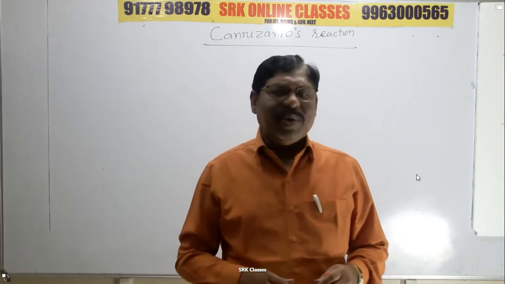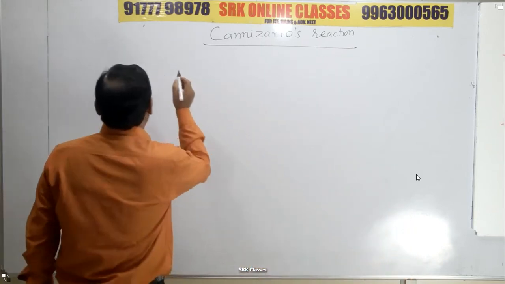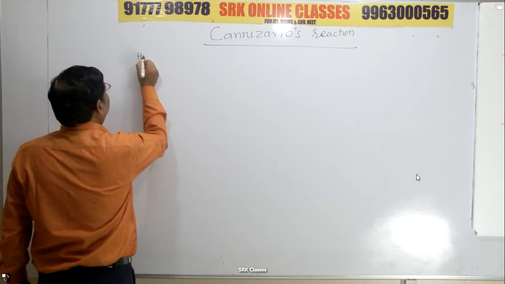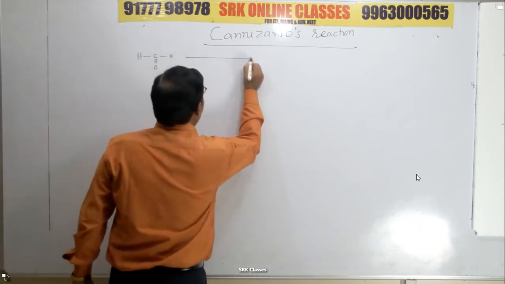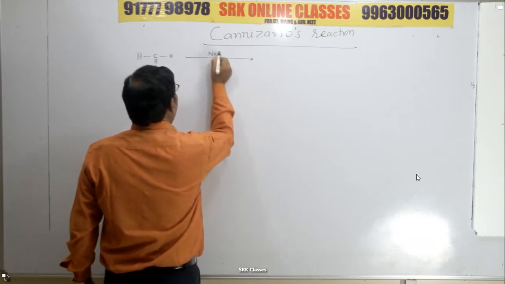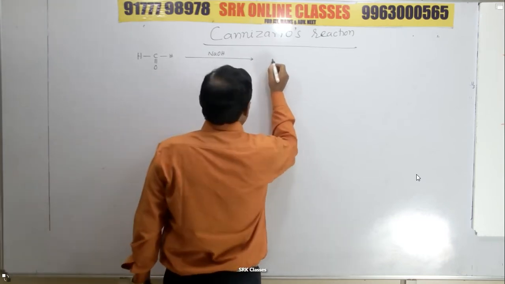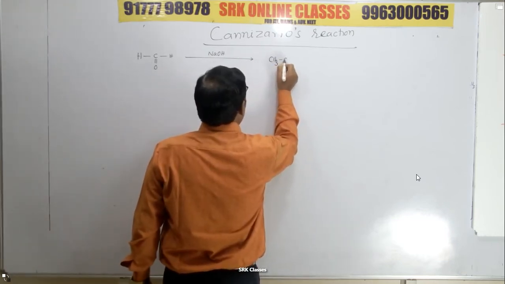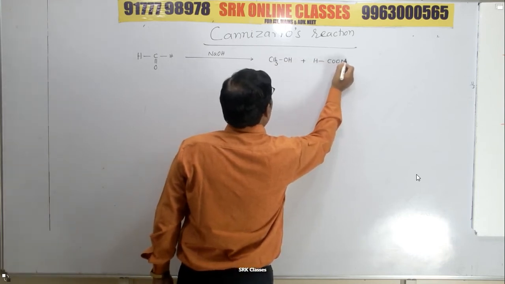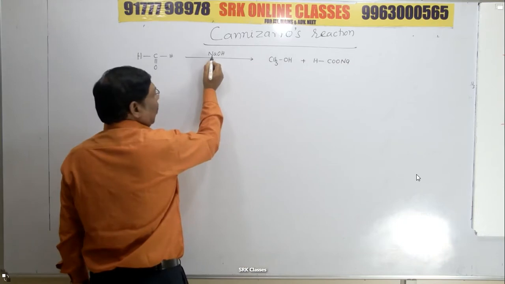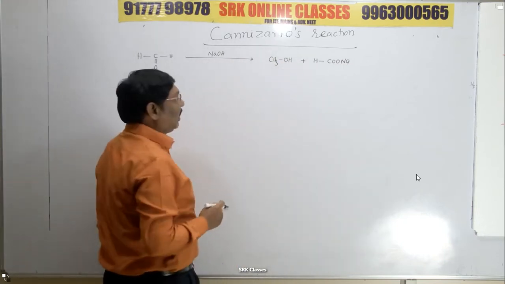I am taking a simple molecule to explain the Cannizzaro reaction. First I am writing formaldehyde. This is the structural formula of formaldehyde. In the presence of a concentrated base, sodium hydroxide or potassium hydroxide, it produces 1 mole of alcohol plus 1 mole of salt of carboxylic acid. If you take sodium hydroxide, the sodium salt is formed. If you take potassium hydroxide, the potassium salt of carboxylic acid is formed.